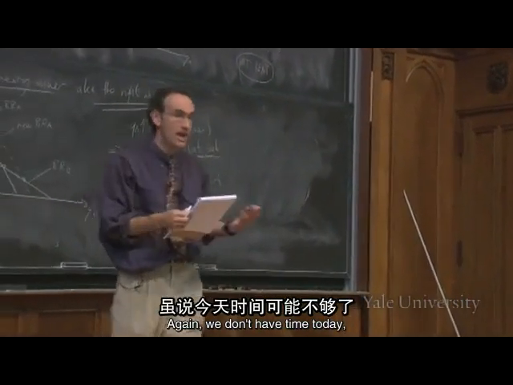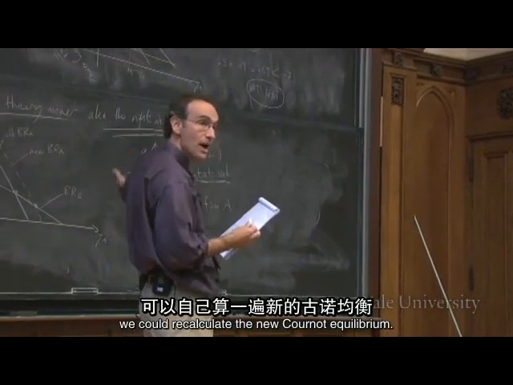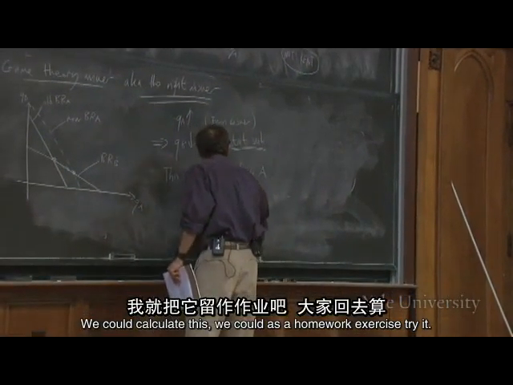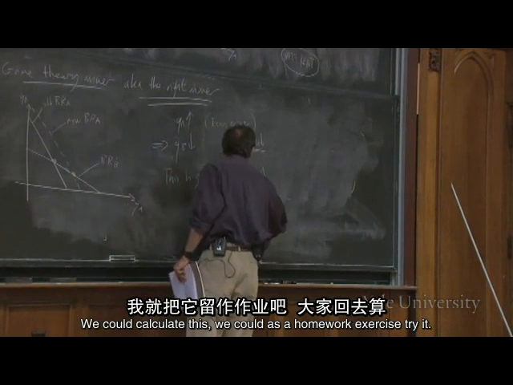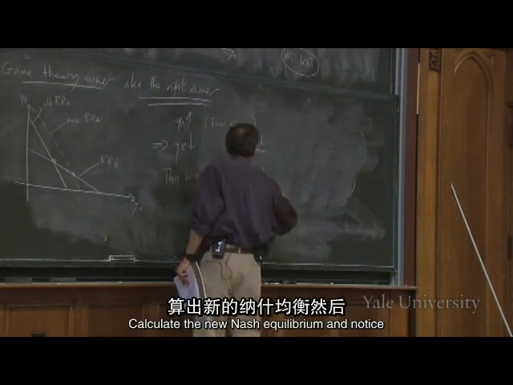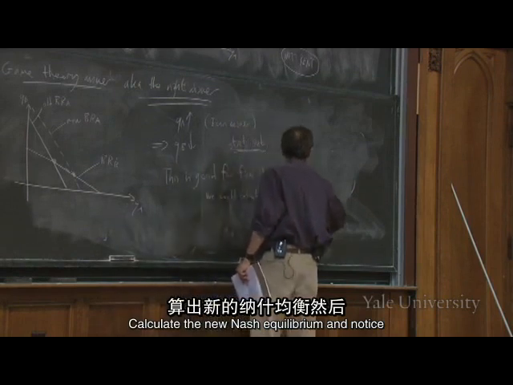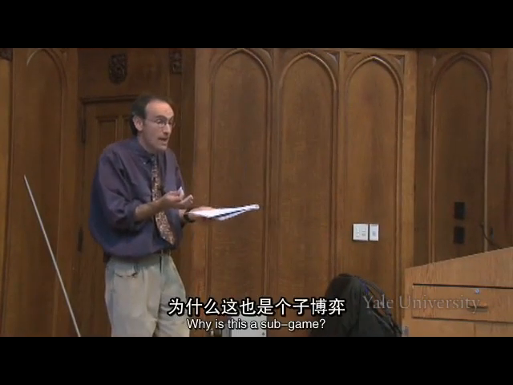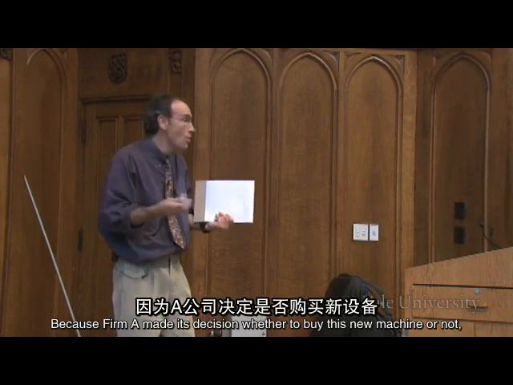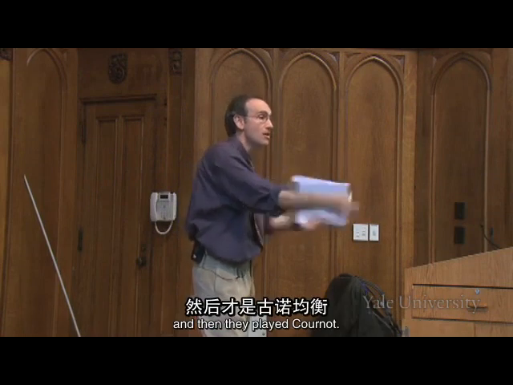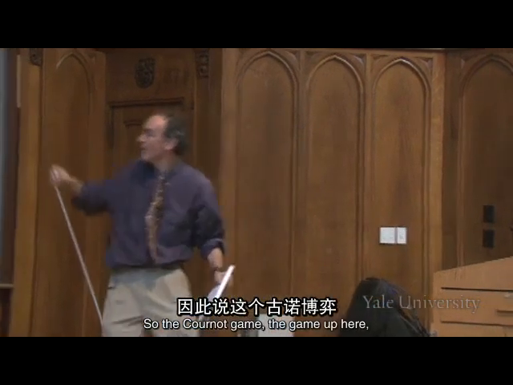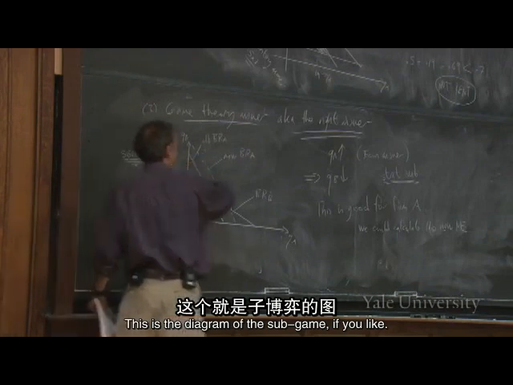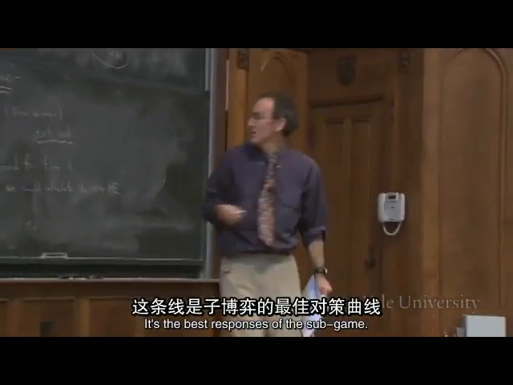Again, we don't have time today, but what we could do is go back and recalculate the new Cournot equilibrium, right? We could, as a homework exercise, try it, calculate the new Nash equilibrium, and notice this is a Nash equilibrium in a subgame. All right? Why is this a subgame? Because firm A made its decision whether to buy this new machine or not, and then they played Cournot. So the Cournot game, the game up here, what is this? This is the subgame. This is the diagram of the subgame, if you like. It's the best responses in the subgame.